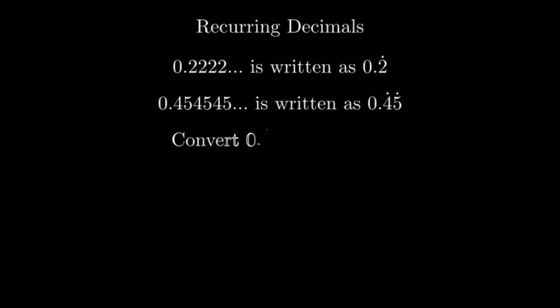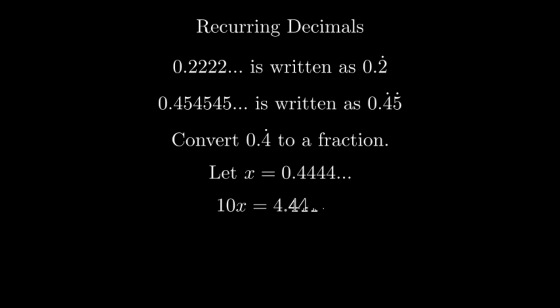Let's see how. Let's convert 0.4 recurring into a fraction. We'll use a bit of algebra. First, let's set our number equal to a variable, x. So x equals 0.4444, and so on. The trick is to create a second equation by multiplying x by a power of 10. Since one digit is repeating, we'll multiply by 10. Multiplying by 10 shifts the decimal point one place to the right. So 10x equals 4.44444 recurring.